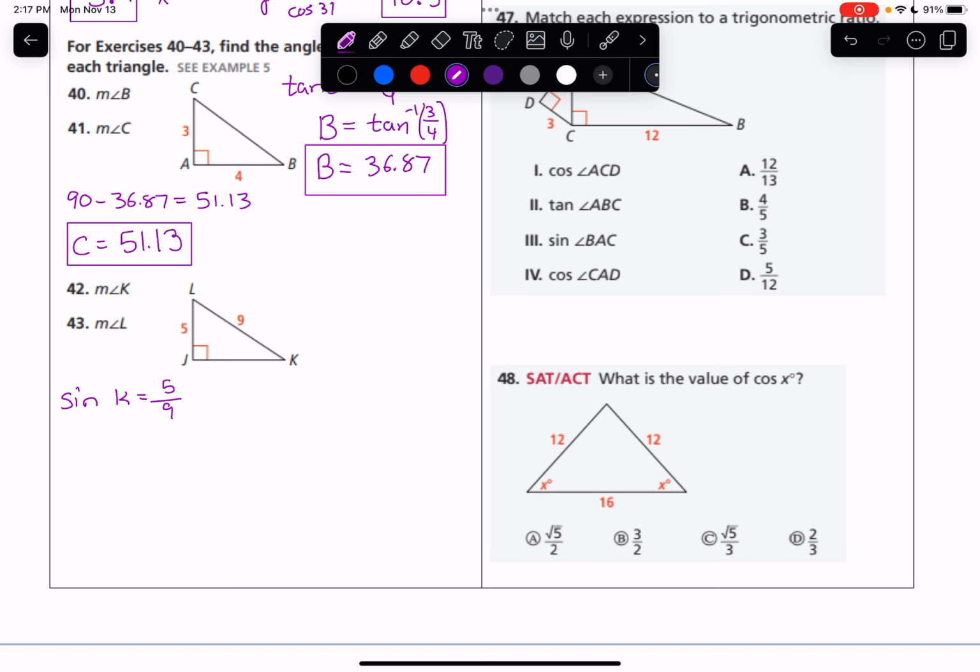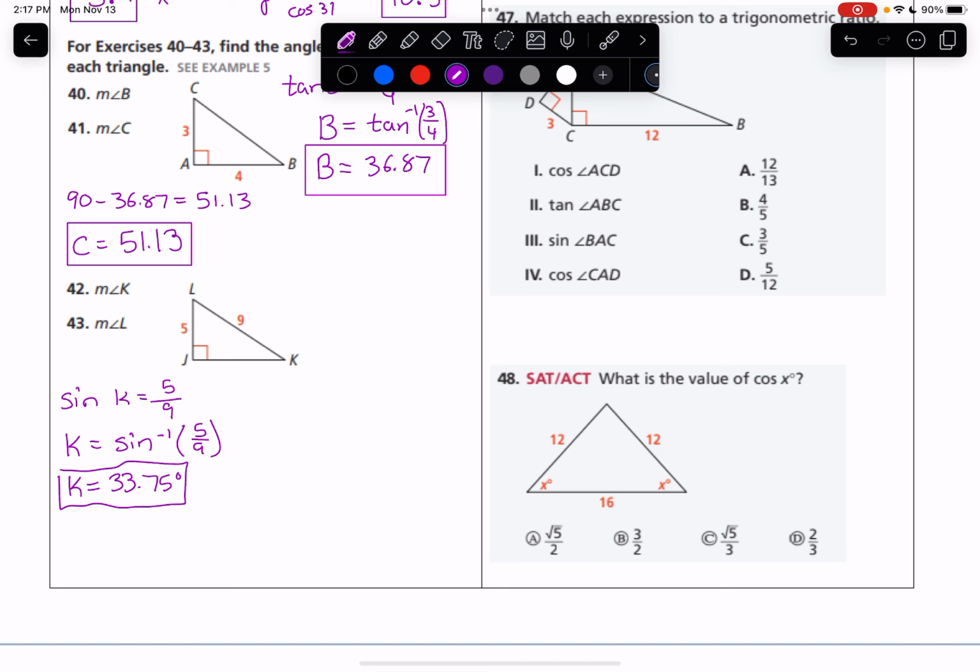Then I need to find K on its own. So I'm going to find the inverse sine of both sides. The inverse sine of the sine of K is just K. The inverse sine of 5 over 9 is something I need to use my calculator for. But when I plug it into my calculator, I find that K is equal to around 33.75 degrees.